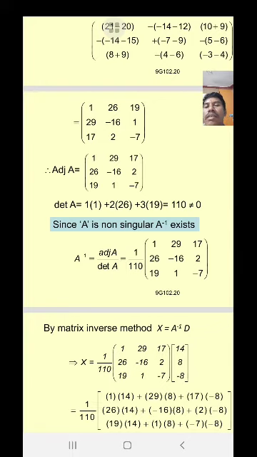Then see the det A, expanding by any row of the matrix. Here generally it is not mentioned, so we take the first row. We know how to find the det A: element and its cofactors. So for the first row, we get 1 into 1 plus 2 into 26 plus 3 into 19, that equals 110. That is not equal to 0. Since A is non-singular, A inverse exists. Not equal to 0 means non-singular.